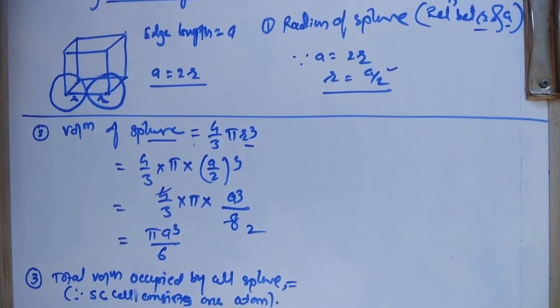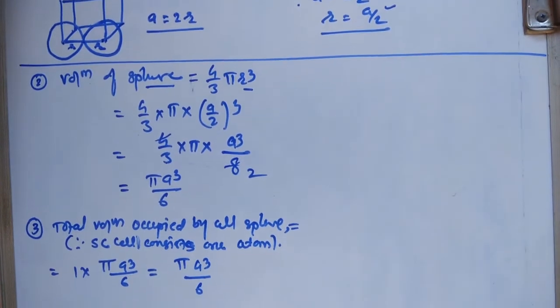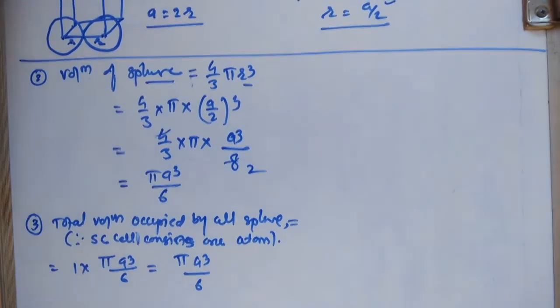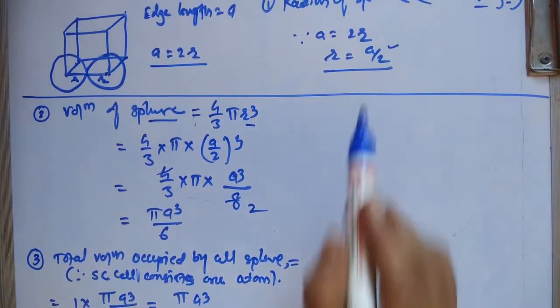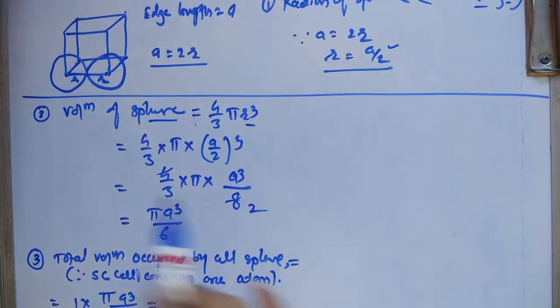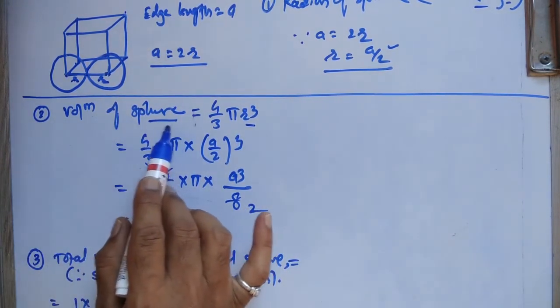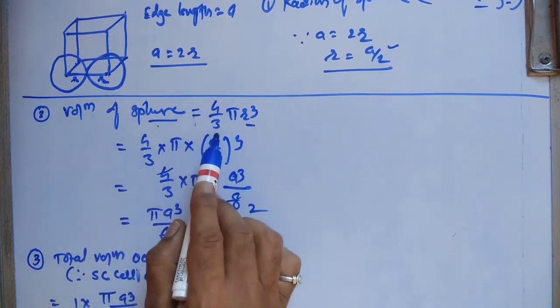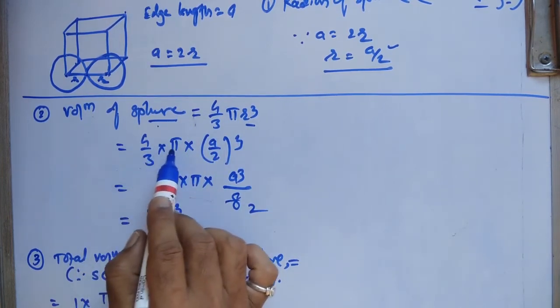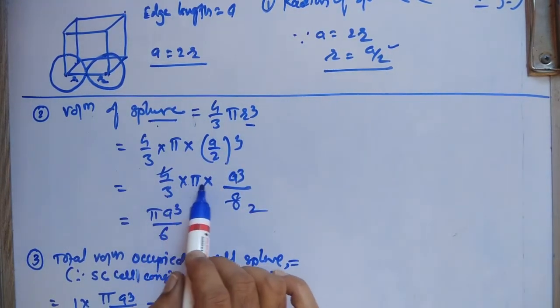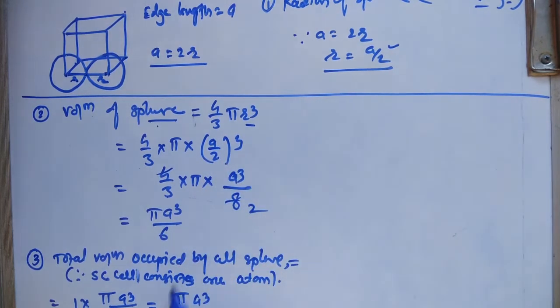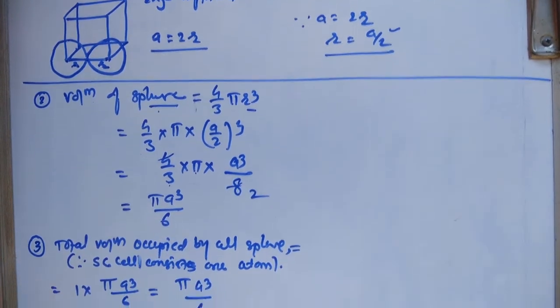Okay, now see here, the second step. First step was to decide the relation between r and a. Now second, volume of one sphere or one atom is equal to 4 by 3 pi r cube. Therefore 4 by 3 pi into r, the value of r is a by 2, that is a by 2 its cube. 4 by 3 into pi into a cube divided by 8, this 4 twos are 8. Now finally pi into a cube divided by 6. Okay, so this is the volume of one sphere.